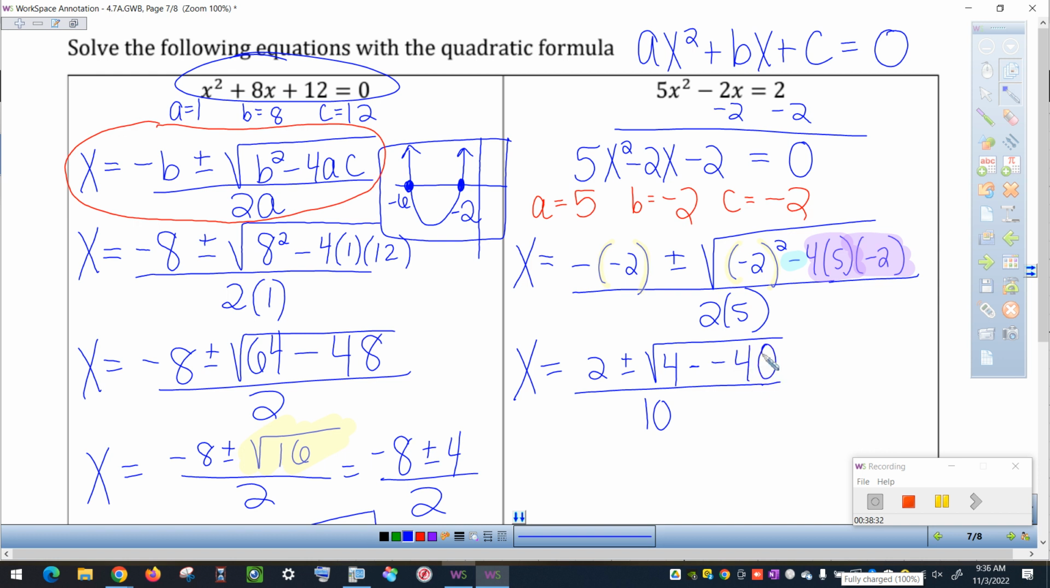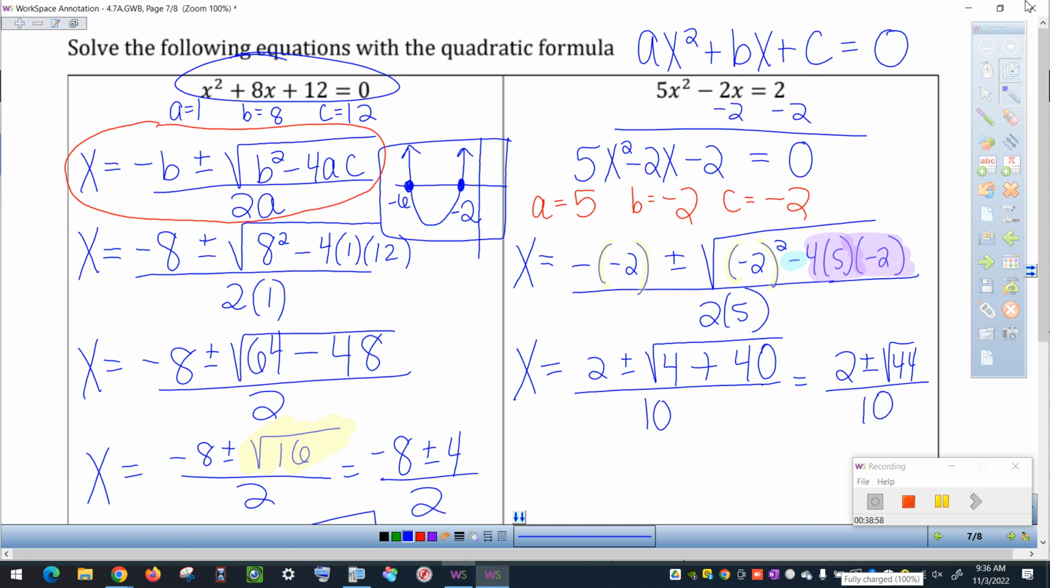What's another way we can write that? Or what is it really the same thing as? Yeah, it's just the same thing as adding. So this is 4 plus 40. And that happened because we were subtracting a negative. So this is going to turn into the square root of 44. 2 plus or minus square root 44 divided by 10.